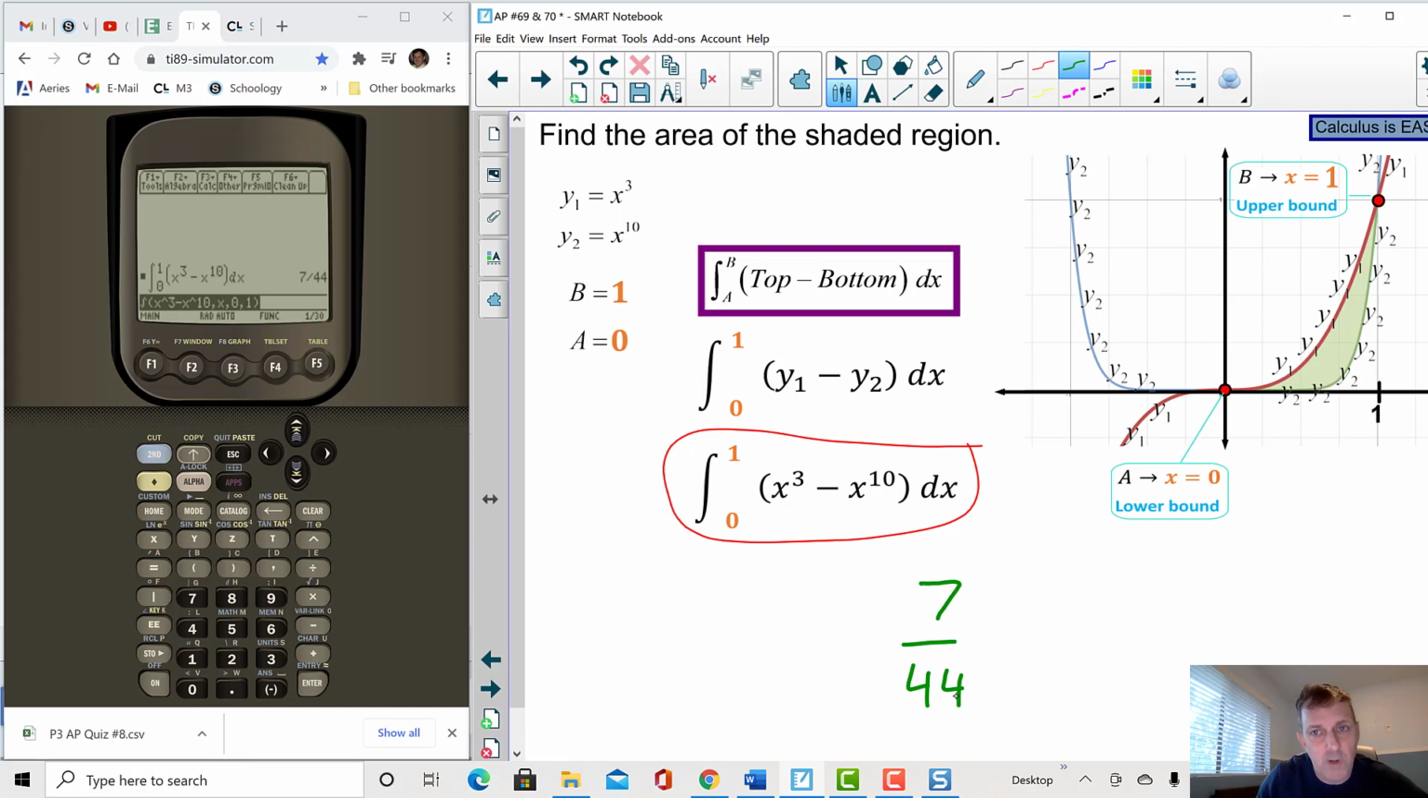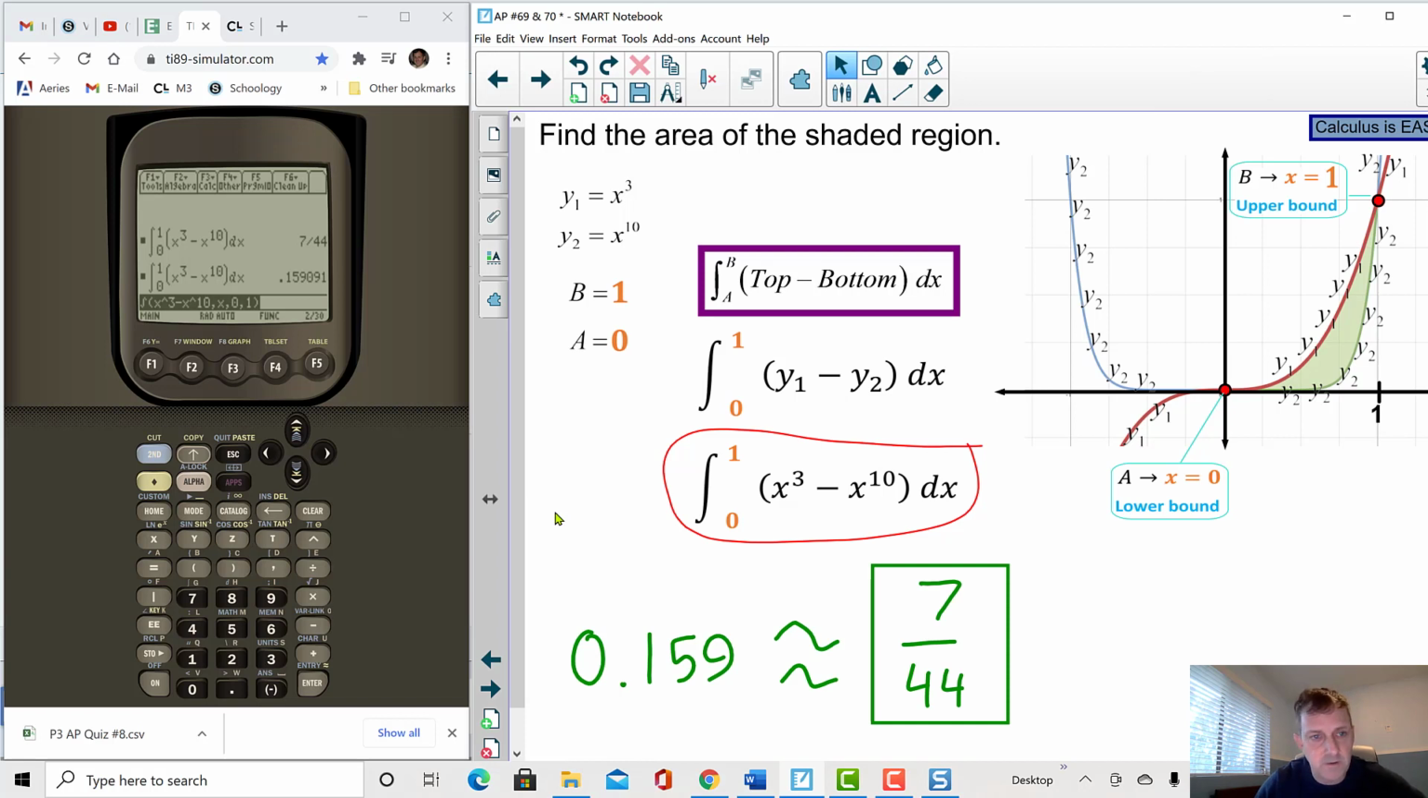So it depends how the question wants your answer. Sometimes it tells you to round it to 3 decimals or to give it in 3 decimals. The exact value is 7 divided by 44, and the estimate would be 0.159. Let's put a box around our answer. All right, there we go. That's our final answer. And let's move on to the next example.